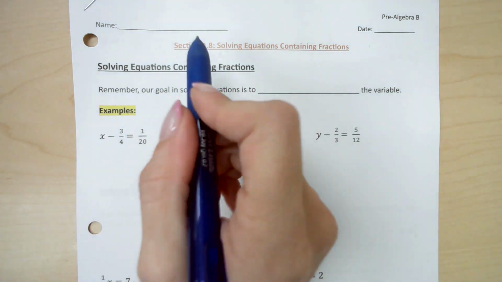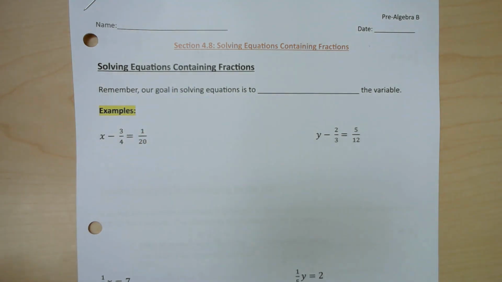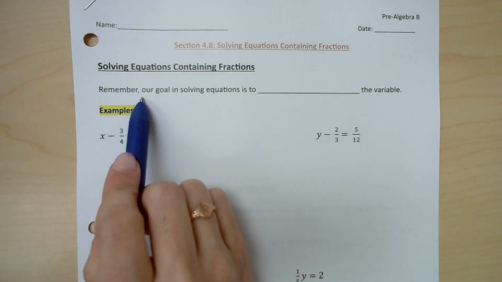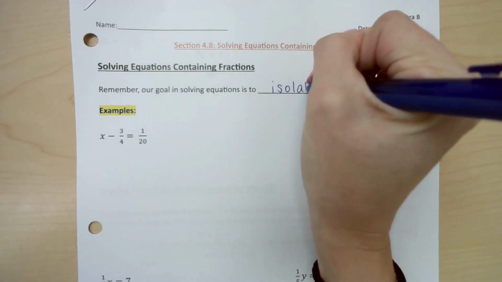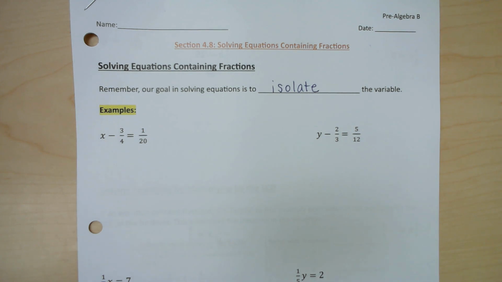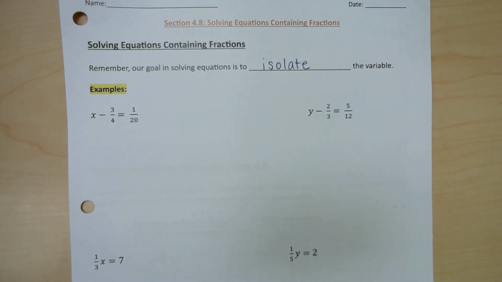Today we are going to be moving on to section 4.8, which is all about solving equations with fractions. So we're putting together two of the skills we've already learned and now using them to work on more complex equations. Now remember, our goal in solving equations is to always isolate the variable. So if you're ever unsure of what to do in an equation, ask yourself, what's going to help me get the variable alone? So let's jump right into some examples so you can see how we're going to apply what we've learned about fractions so far to our equations.